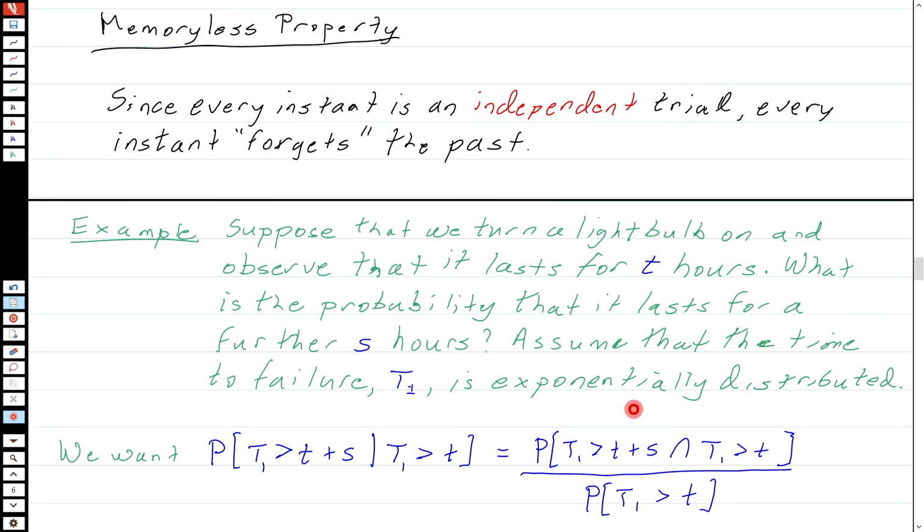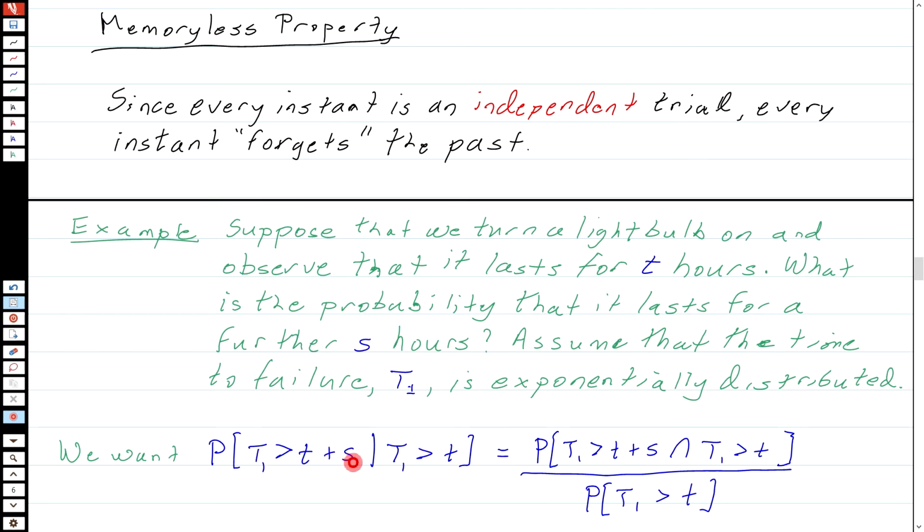Okay, so what's the expression of this probability problem? We're told that we've observed it to last for t hours. So we're given that T1, time to failure, is at least equal to t hours. And we're now asking what is the probability that it lasts for a further s hours. So the probability that T1 is greater than t plus s. This should really be that it lasts for at least a further s hours. So T1 is greater than t plus s.